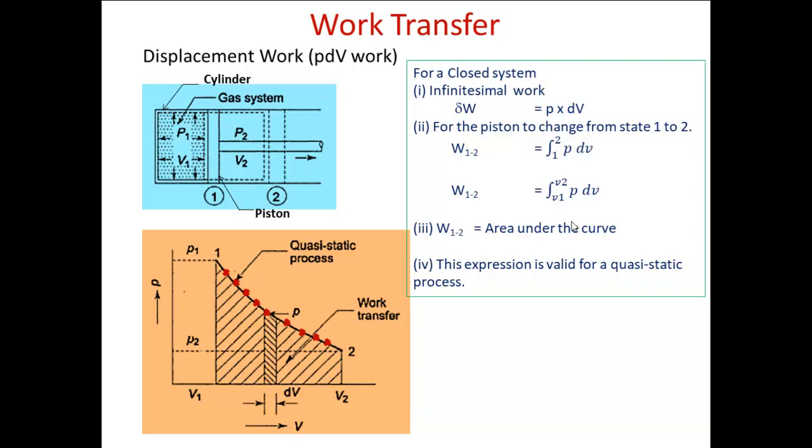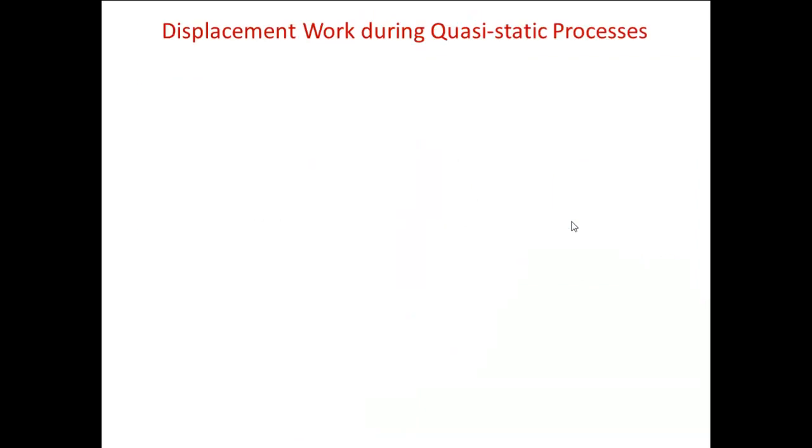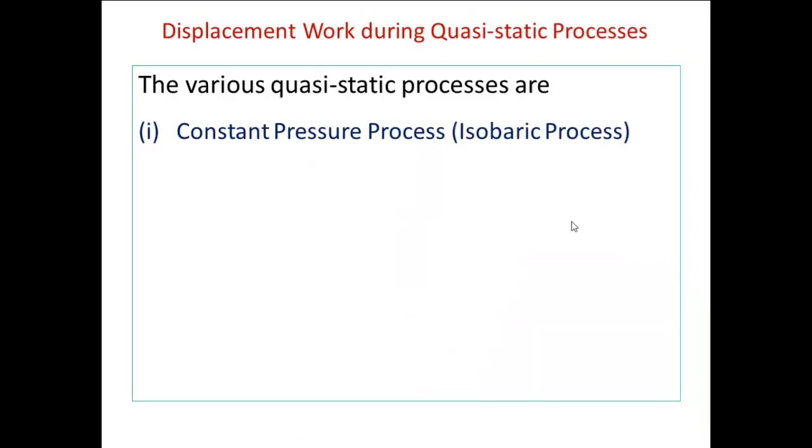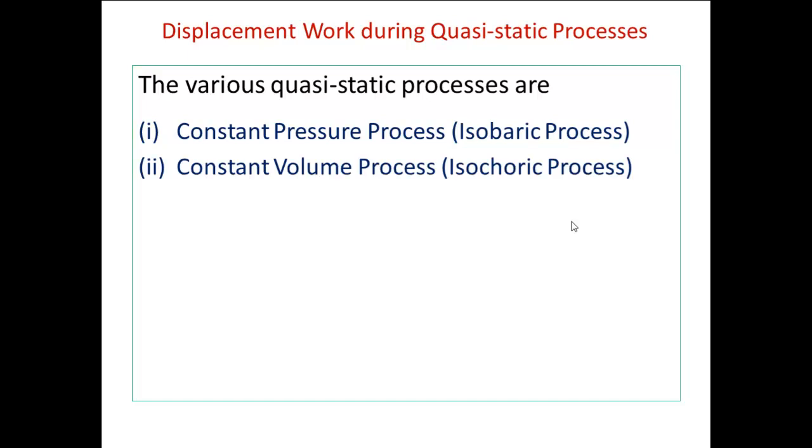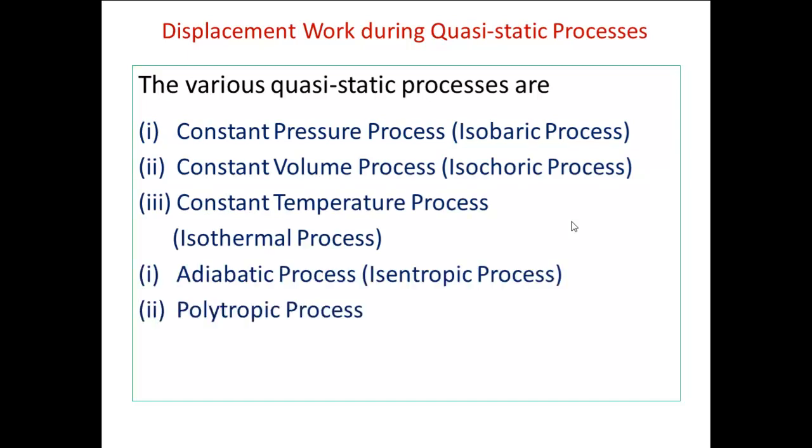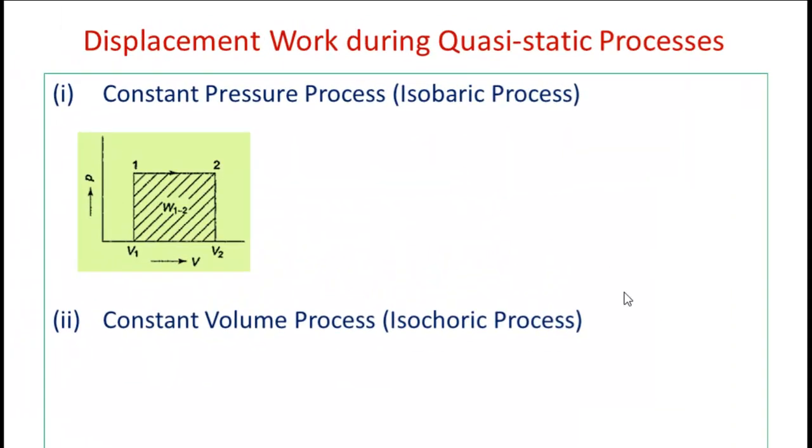Let us go to the expression for work transfer during various quasi-static processes. Let us start with the constant pressure process. Constant pressure process is also called the isobaric process. If you represent this expansion process in a PV diagram, it is going to appear as a horizontal line. This is the constant pressure expansion process for a closed system undergoing a quasi-static process.